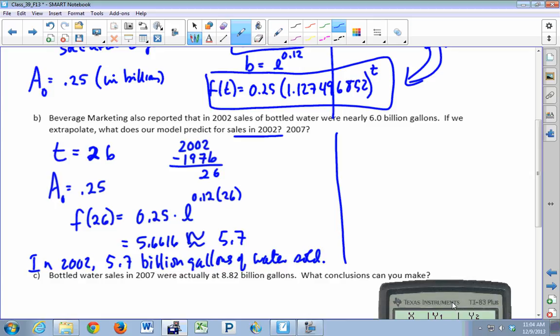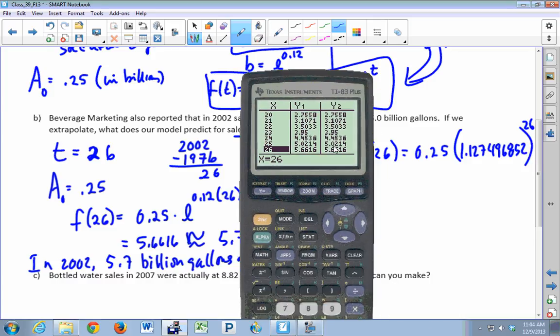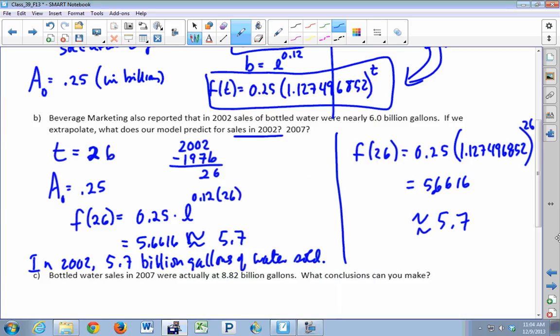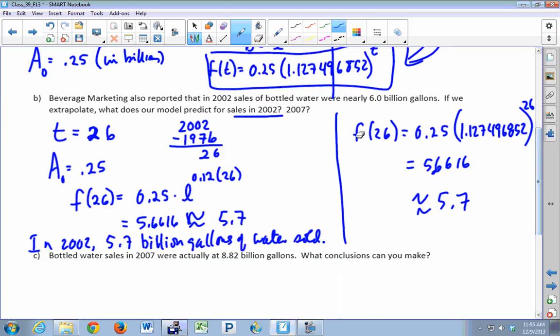Again, you can use your other formula, F of 26, which is 0.25. And what did we say B was? B was this long number, 1.127496852 raised to the 26th. Okay? But as you know, we already have that in our y equals, and here's the same exact answer. You're not going to get any different answer by using the other formula because they're exactly equivalent. 5.7. Okay. So this model is predicting that in 2002, 5.7 billion bottles of water.